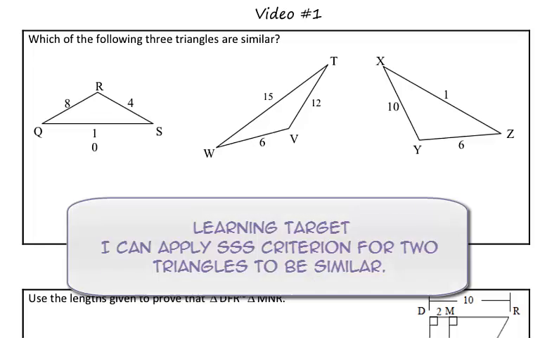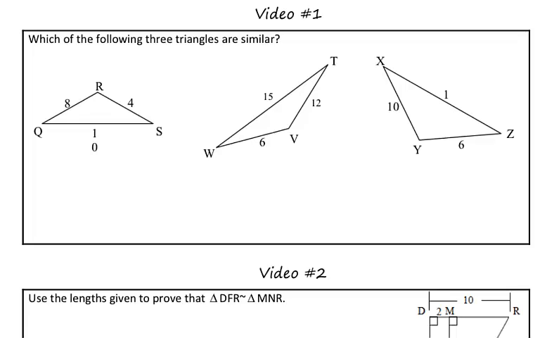to be similar. Taking a look at this first video, we are asked which of the following three triangles are similar. So there are two typos. I apologize for these. QS should be 10 and XZ should be 12. So please go ahead and make those changes in your notes.